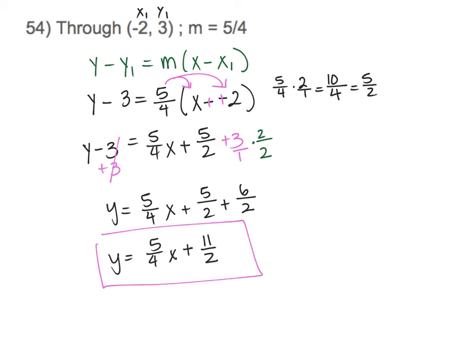Or like I said, if you changed everything to decimals, that's fine too. Generally, the thing you don't want to change to decimals is your slope. If you change your slope to a decimal, it's really hard to graph. But in this case, the y-intercept, if you want to change it to a decimal, that's totally fine.